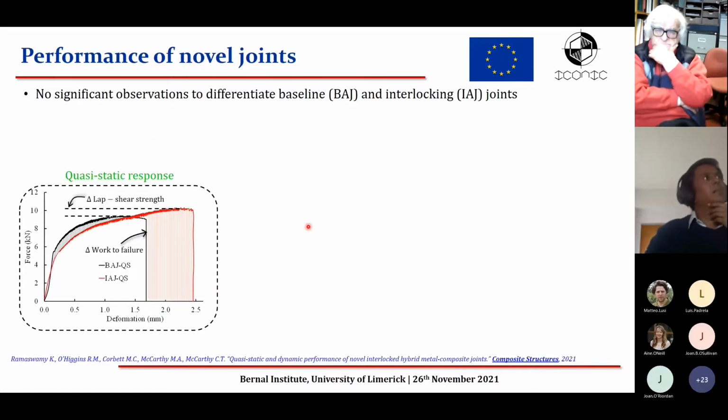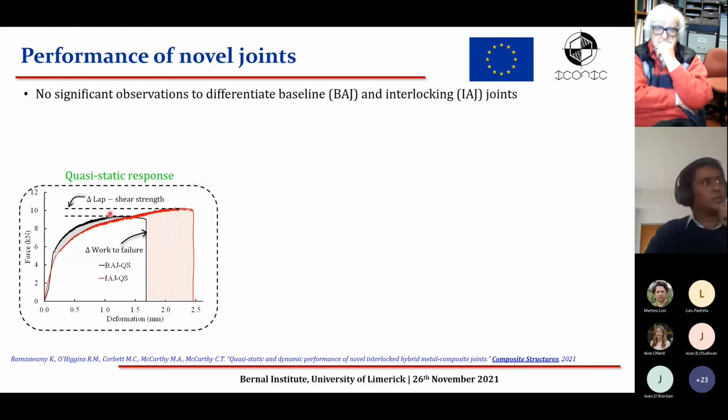Now, coming back to the performance of novel joints, this is again the first comprehensive study between thermoplastic composites and aluminum joints, employing macroscale interlocking features. Again, these joints were tested at both quasi-static and dynamic loading rates.